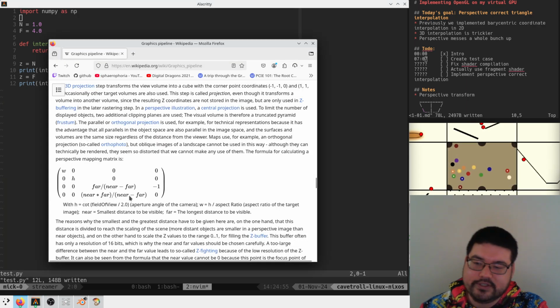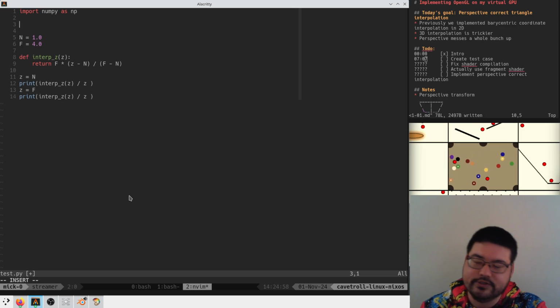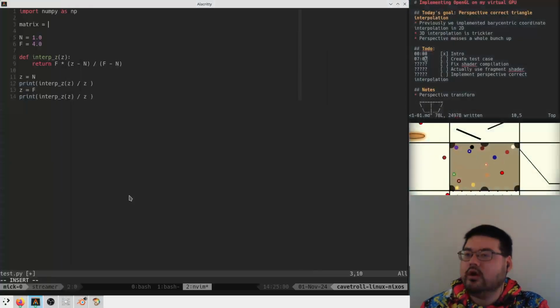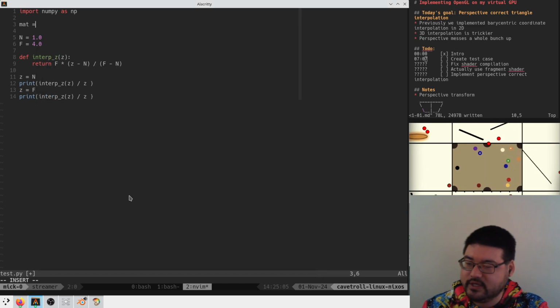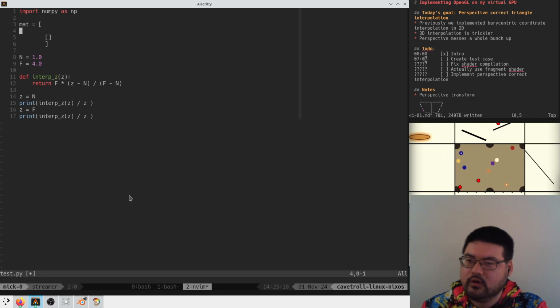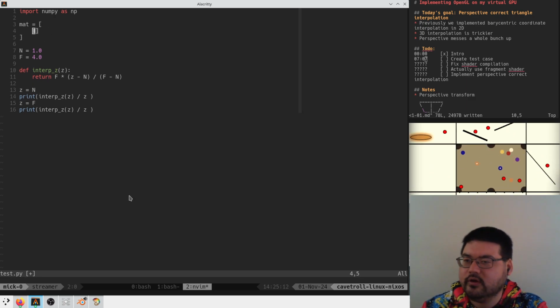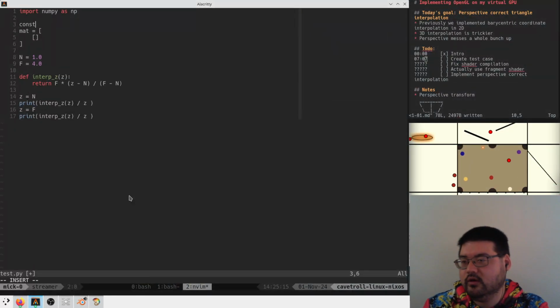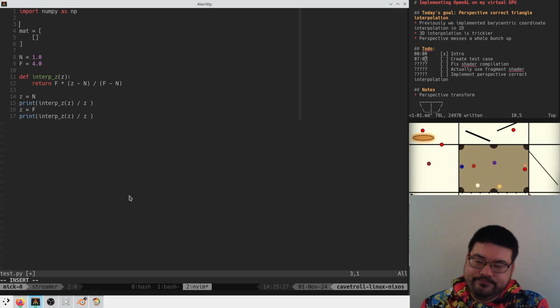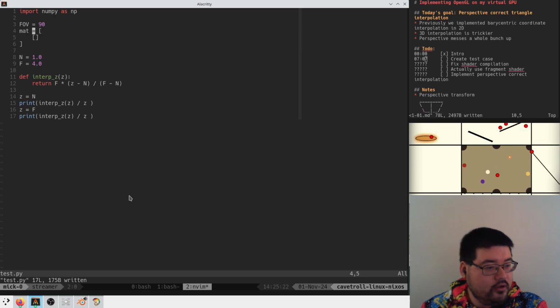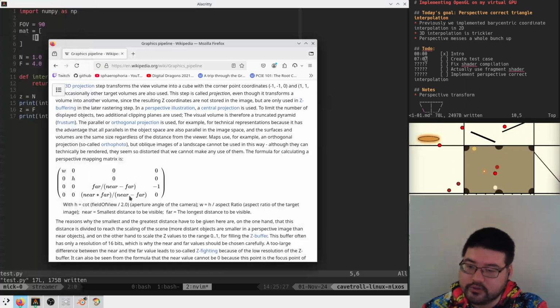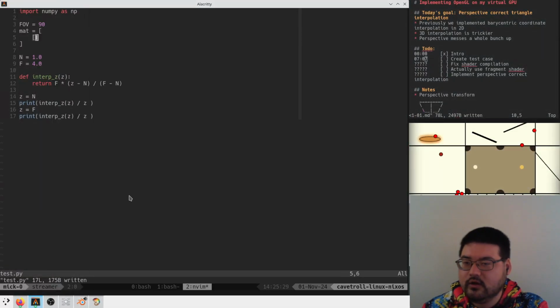Anyways, let's shove a matrix in here. So, how do we want to do this? We have mat equal to, I think you can just do it like this, a two-dimensional matrix, and we'll do field of view is equal to like 90 or something.